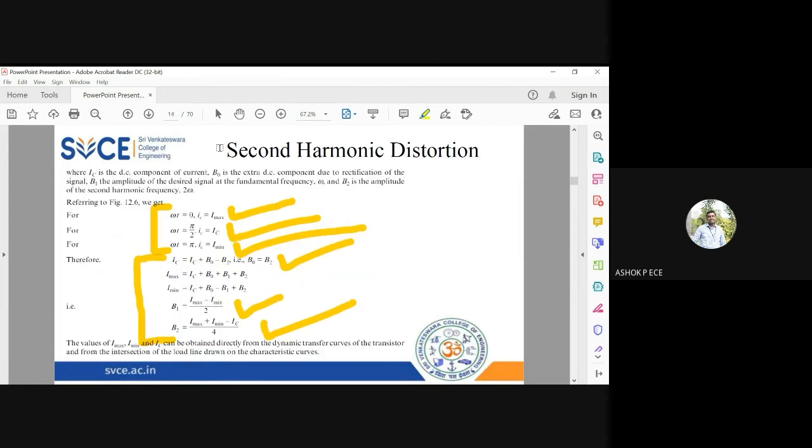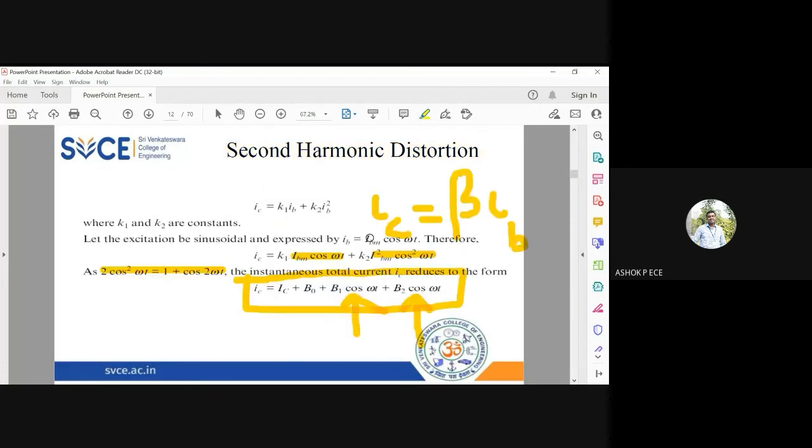See, don't think only second order distortion will be there. In this case, we have considered the amplifier with second order distortion terms only. If you want to have a third order term, what will be the additional term you will be adding to the collector current? Can anybody say? What will be the additional term we will be adding to this equation if we are going to find the third order harmonic distortion? It is going to be K3 into IB cube.